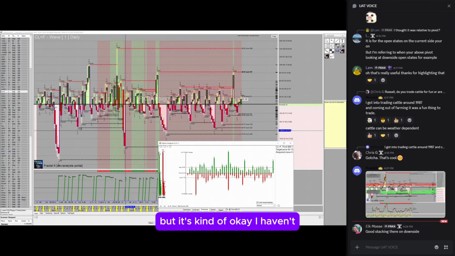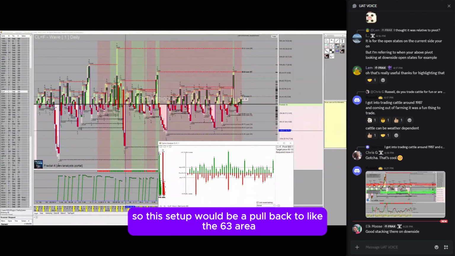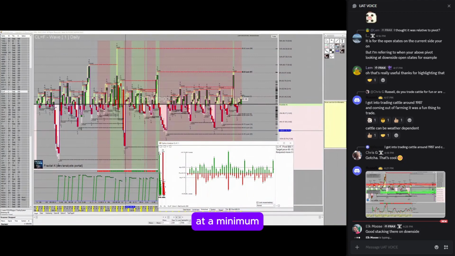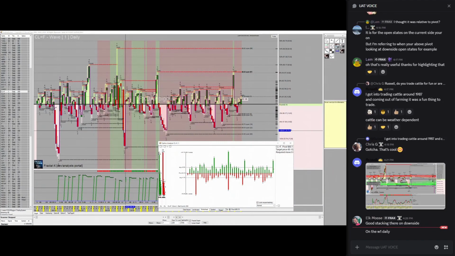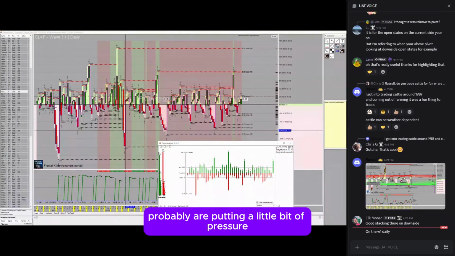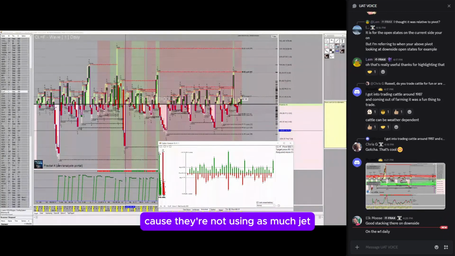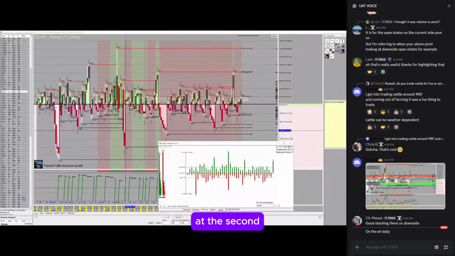I haven't checked this setup right now, so this setup would be a pullback to like the 63 area at a minimum, based on this BZ graph, wave 7 daily, if we can break the 65.20. And two, the airplanes probably are putting a little bit of pressure because they're not using as much jet fuel at the second, from what I encountered over the weekend when we flew. So it's lightening up a little bit, maybe.